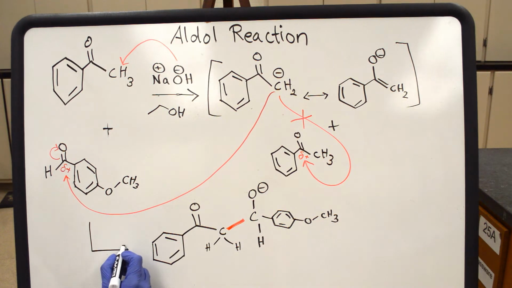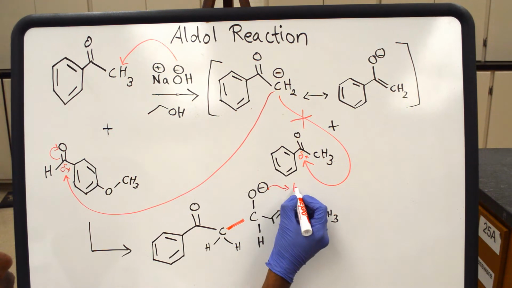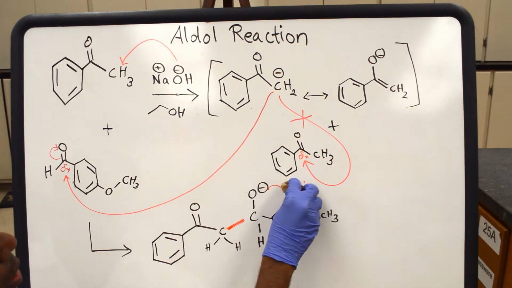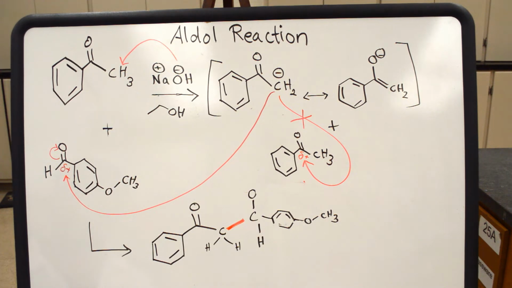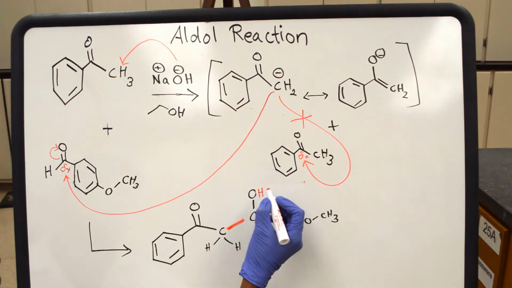Let me put an arrow like that. Now, look at the negative charge here. One way to neutralize the negative charge is protonation. You can add acid. In this case, if you read the procedure, we're adding ice water, that is acid. So this will take a proton from the ice water and becomes alcohol. So I'm going to skip one step. I don't have space in the whiteboard, so I'm going to draw the alcohol here.